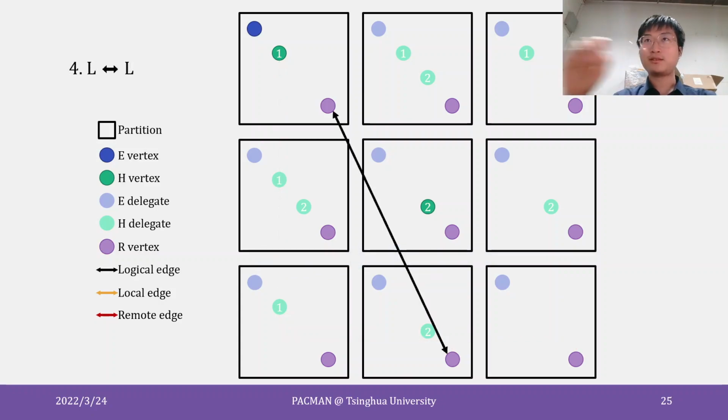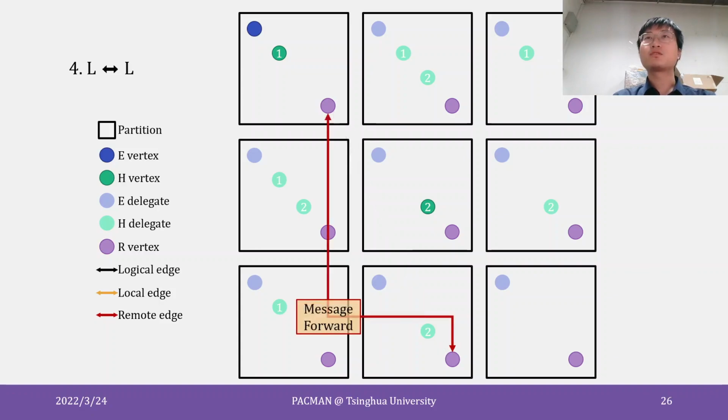The last one is edges connecting L vertices. Those edges are simply made remote, except that we pack and forward the network messages through the column-row crosspoint. This message forwarding technique is inherited from our previous work on Sunway TaihuLight in order to better utilize the network bandwidth. And this is all for our partitioning method.